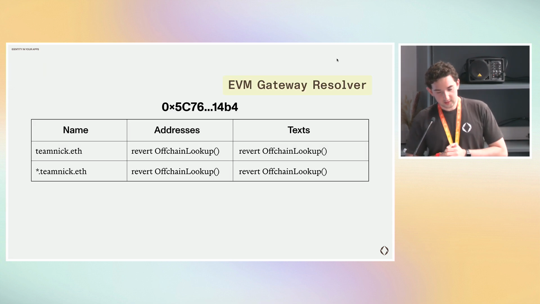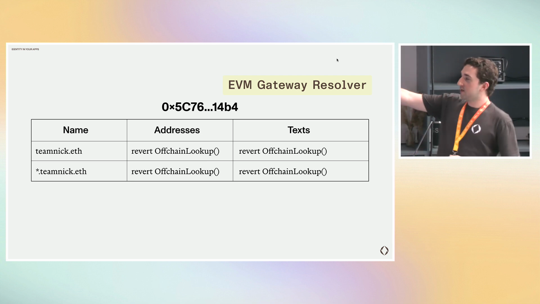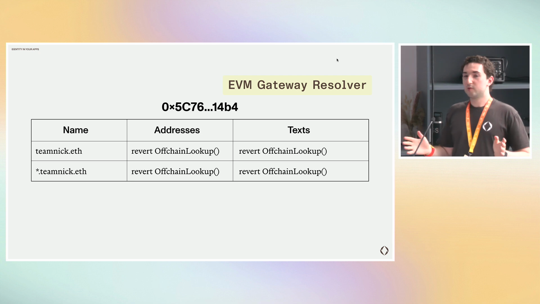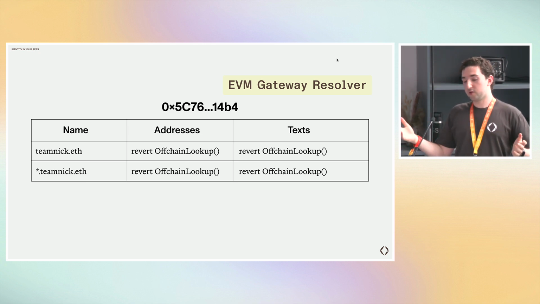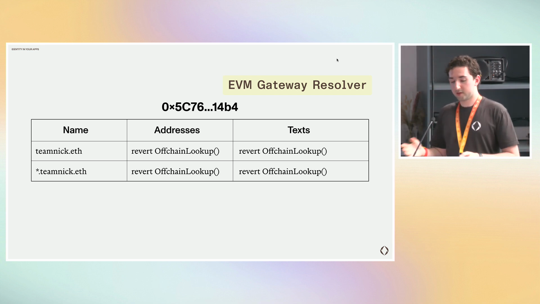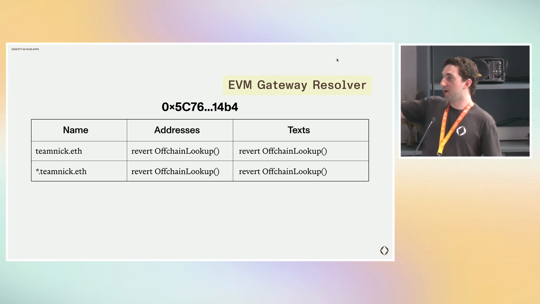And then lastly, let's take a look at the layer 2 example. So there's a name teamnick.eth, and then there are subdomains under that. Those subdomains don't exist on mainnet Ethereum, and so when MetaMask goes to resolve something, so let's use name.teamnick.eth as an example, it won't exist, and it will find the resolver of teamnick.eth and end up at the same error.